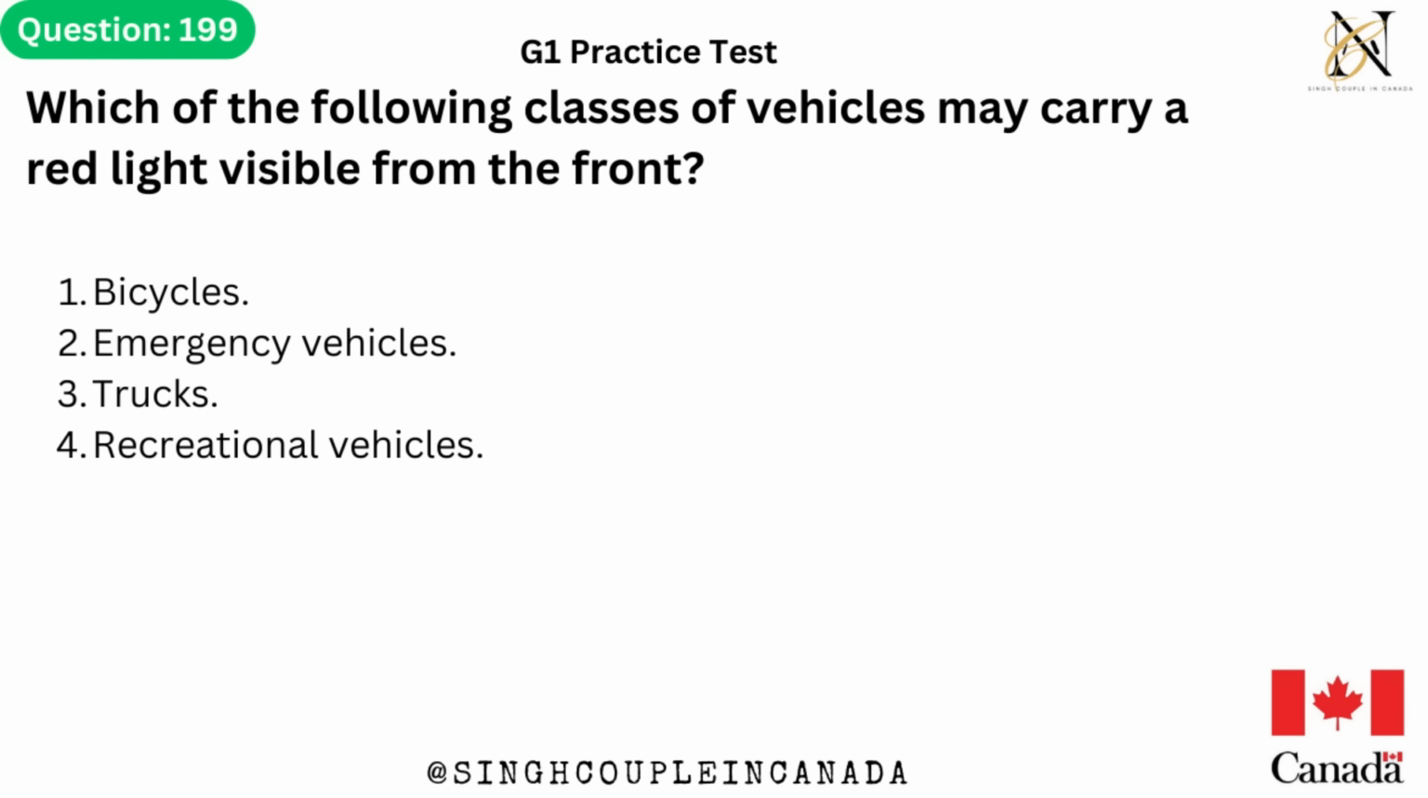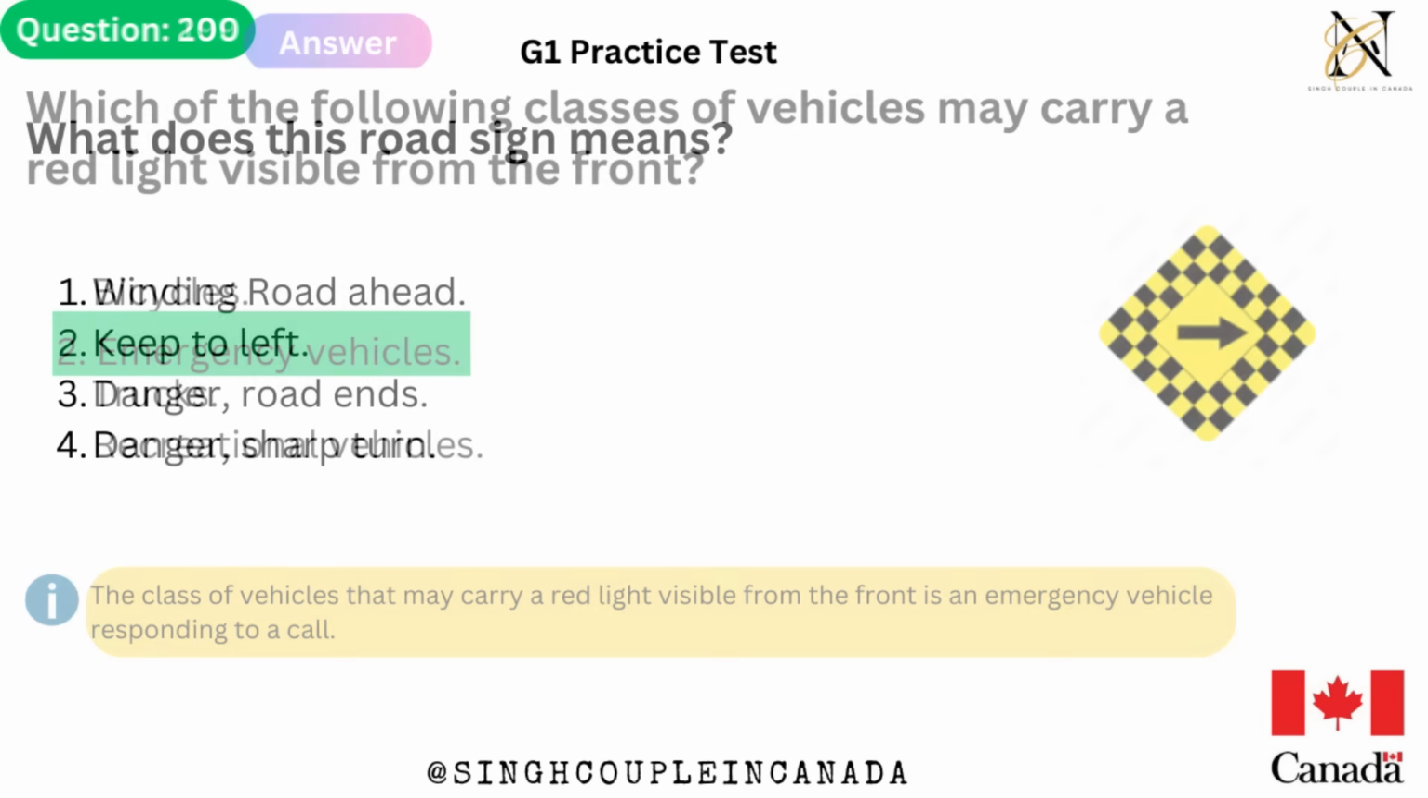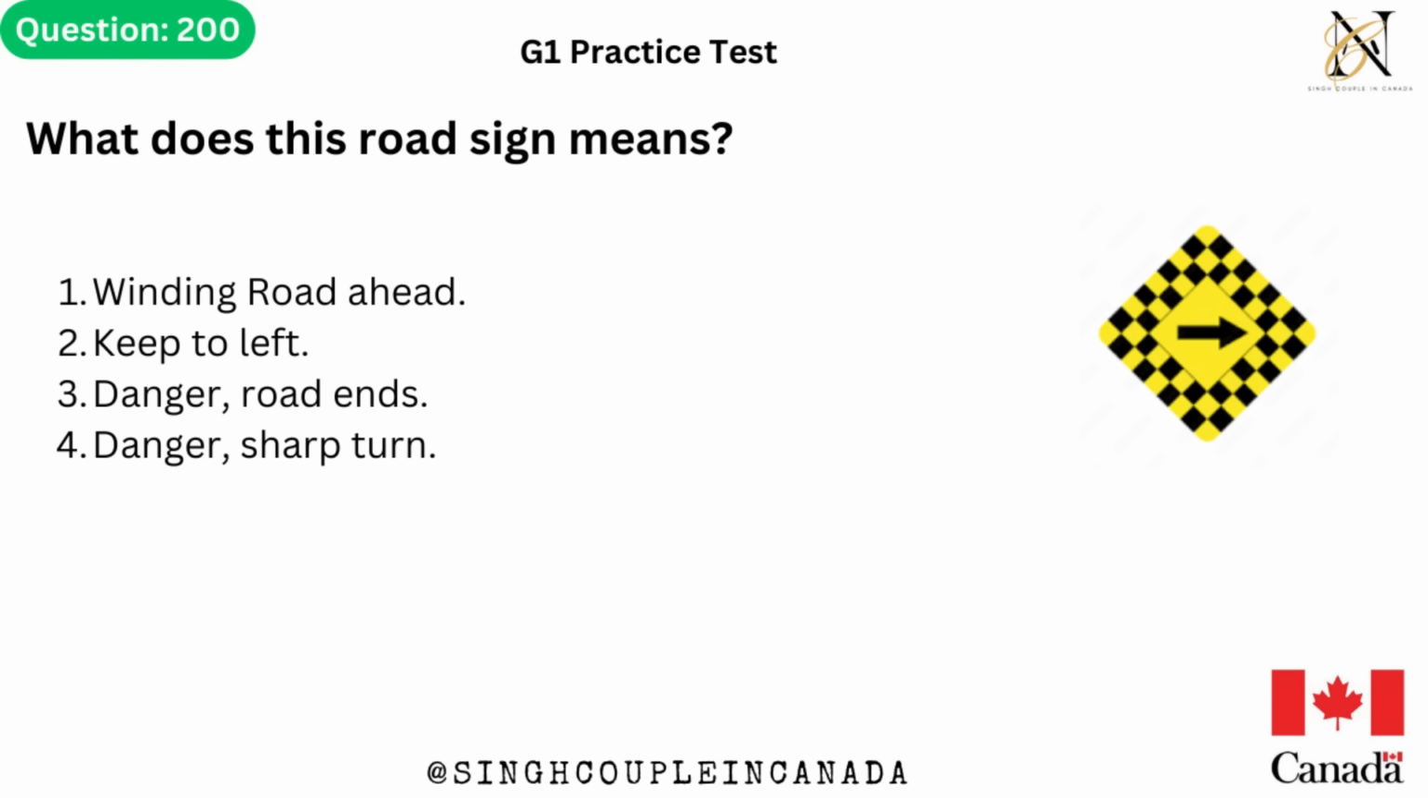Which of the following classes of vehicles may carry a red light visible from the front? 1. Bicycles. 2. Emergency vehicles. 3. Trucks. 4. Recreational vehicles. The answer is 2. Emergency vehicles. The class of vehicles that may carry a red light visible from the front is an emergency vehicle responding to a call.